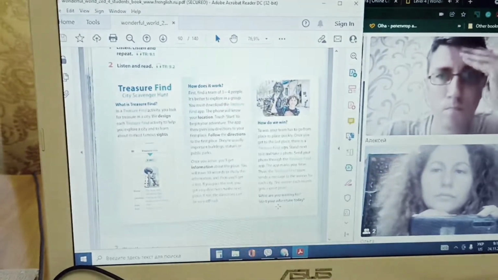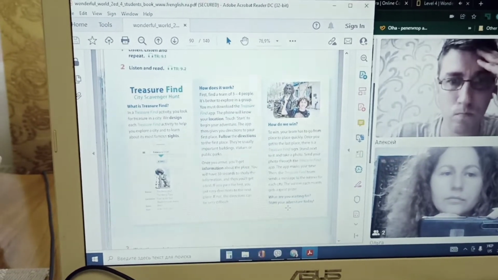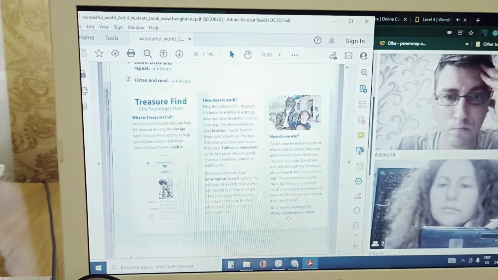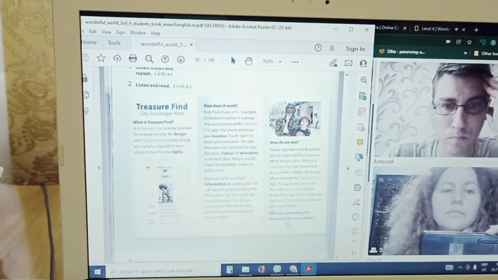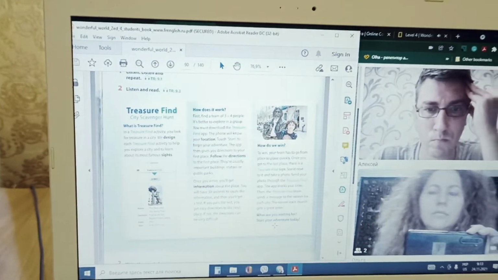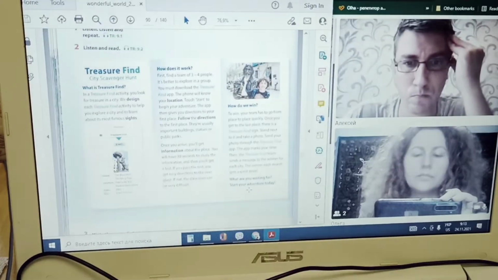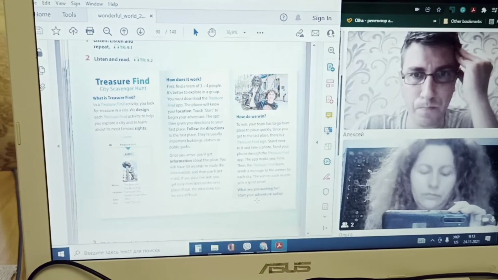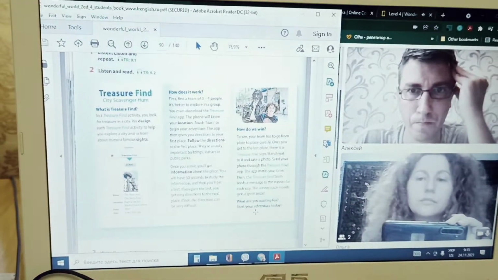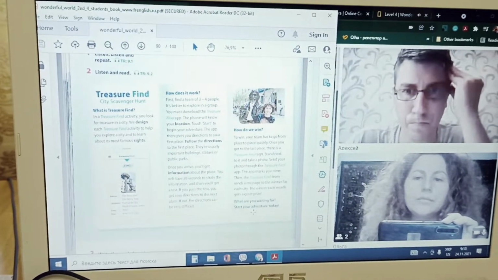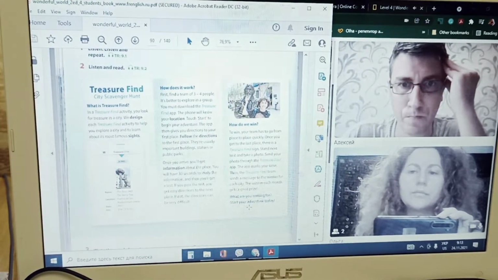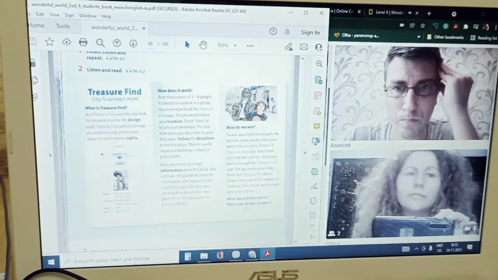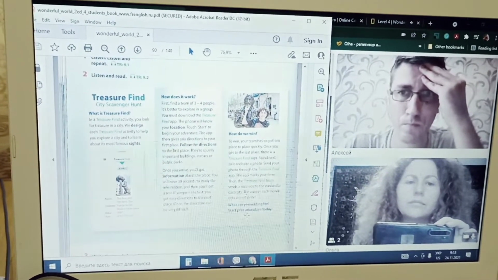Name: the Bear and the Berry Tree. Location: Puerta del Sol, Madrid Town Centre. Date: 1967. Size: 4 meters, 13 feet tall. How does it work? First, find a team of 3 to 4 people. It's better to explore in a group. You must download the Treasure Find app. The phone will know your location. Touch Start to begin your adventure.